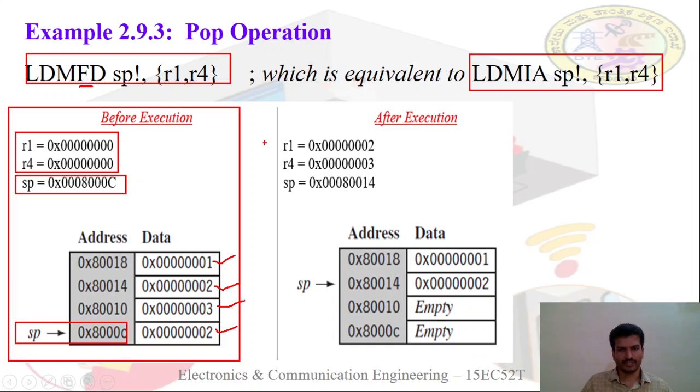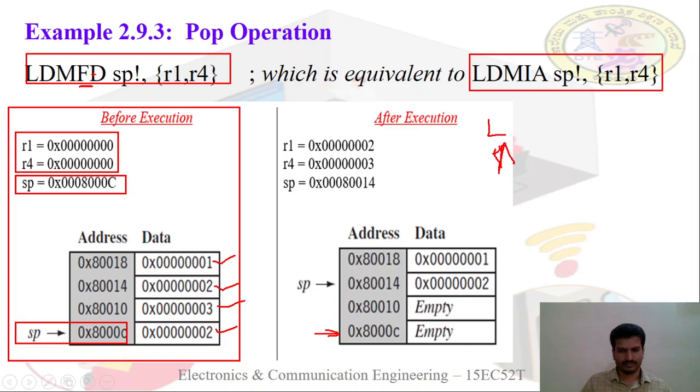So what will happen after executing this instruction? It is equivalent to LDM IA. What is IA? Increment address by 4 after load. First it will perform the load operation, then it will increment the address by 4. So here the SP is pointing to 800C.